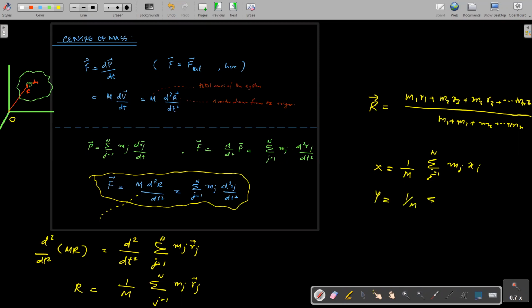Y coordinate ഇതുപോലെ തന്നെ നമുക്ക് കണ്ടുപിടിക്കാൻ പറ്റും, right? mj yj, and if you have to find out the z coordinate, that will be mj zj, right? So ഇതുപോലെ നമുക്ക് ഓരോ കോർഡിനേറ്റും റെസ്പെക്റ്റീവ് കോർഡിനേറ്റ്സും കണ്ടുപിടിക്കാൻ പറ്റും. Okay, now suppose that the system is rigidly packed, അതായത് ഒരു കണ്ടിന്യൂസ് ഡിസ്ട്രിബ്യൂഷൻ ഓഫ് മാസ് ഉള്ള സിസ്റ്റം ആണെന്ന് വിചാരിക്കാം.